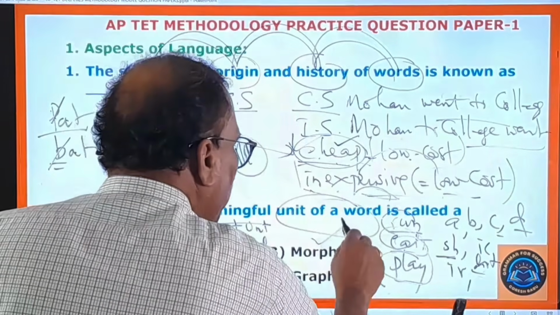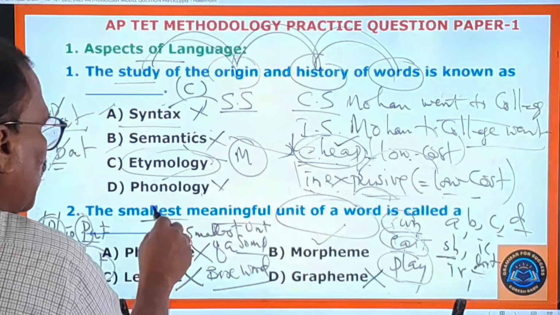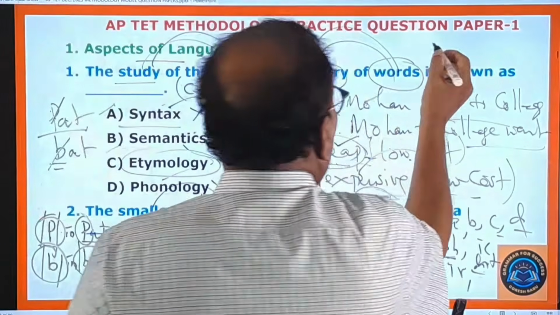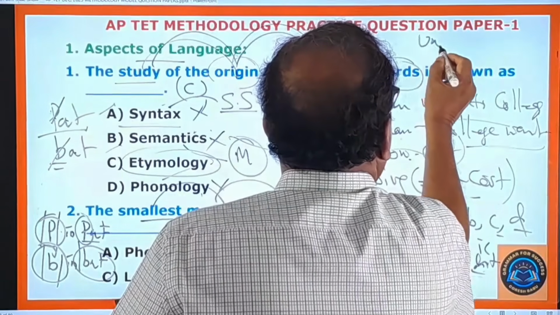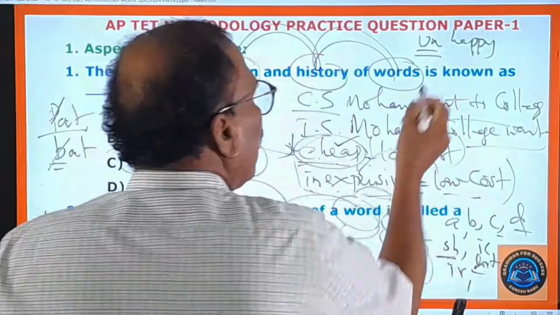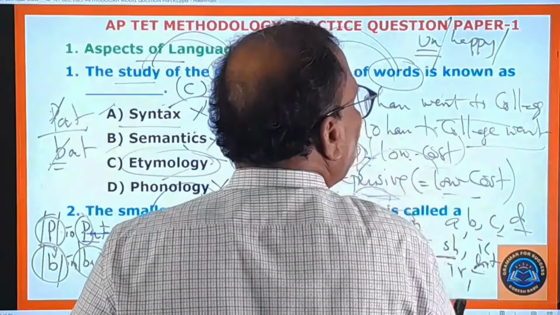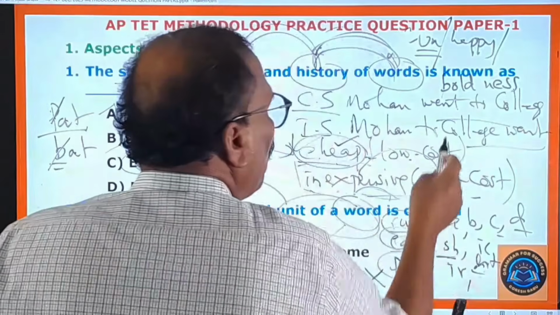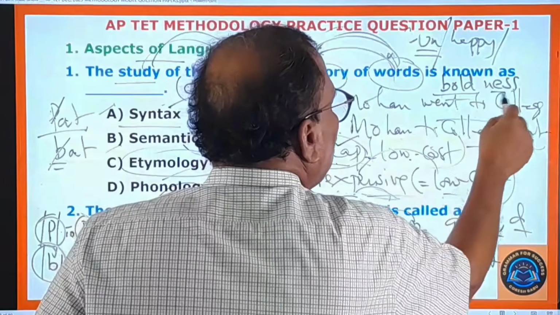But morpheme is there. A morpheme is nothing but the smallest meaningful unit of a word. Let me give you one example here. Unhappy is there. Un is a morpheme, happy is a morpheme. Boldness is there. Bold is a morpheme, ness is a morpheme.